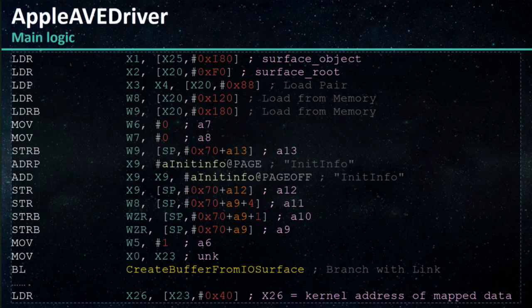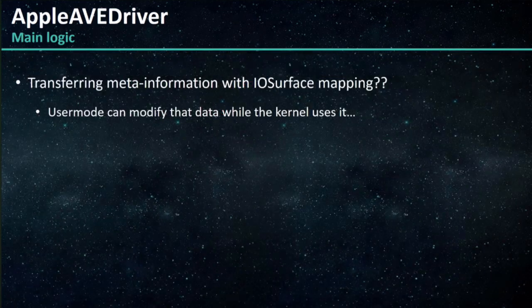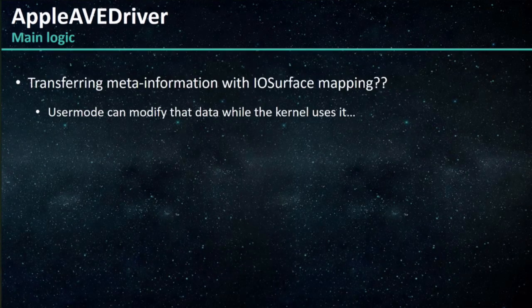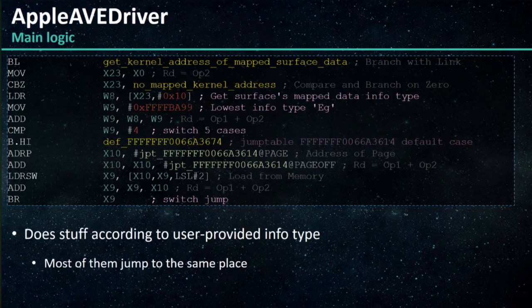So X26 points to a kernel address whose content we fully control, and because it's a mapping, we can also modify that data during the execution, which unfortunately the kernel didn't consider at all. So nothing is locked in the buffer. Everything in this buffer can be changed anytime. What I saw eventually is that X23 is the kernel address of that mapping. It takes some command from X23, then there's a switch case.